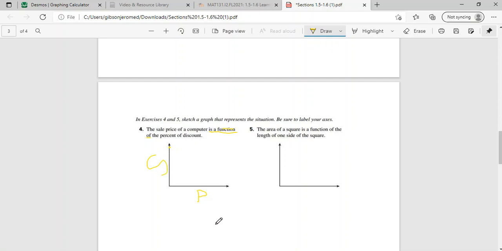Not really good at the sideways S. And that would be your dependent variable. Okay, does everyone follow that?